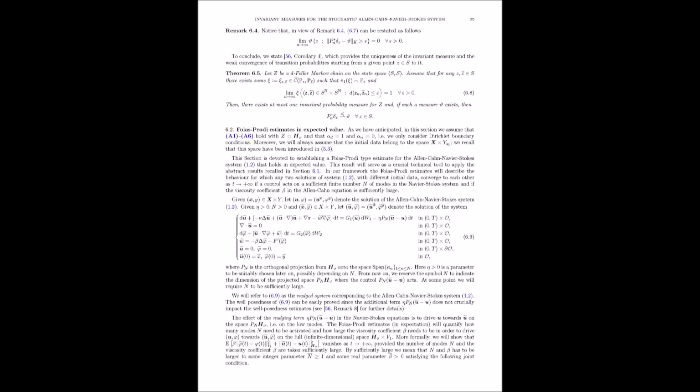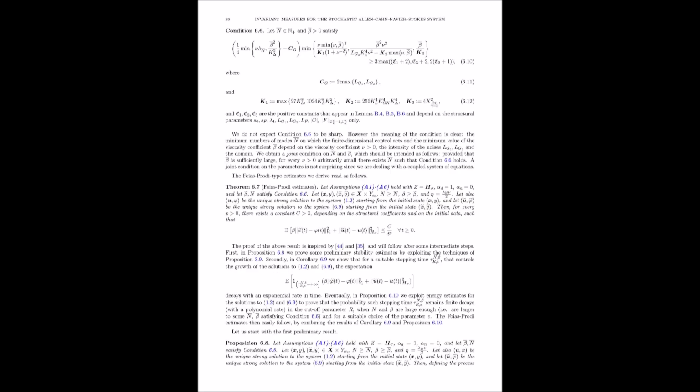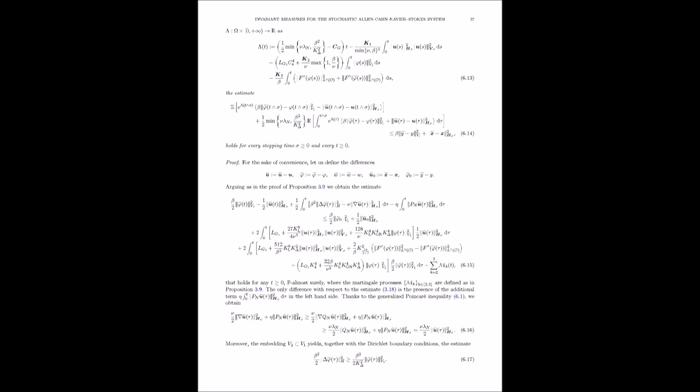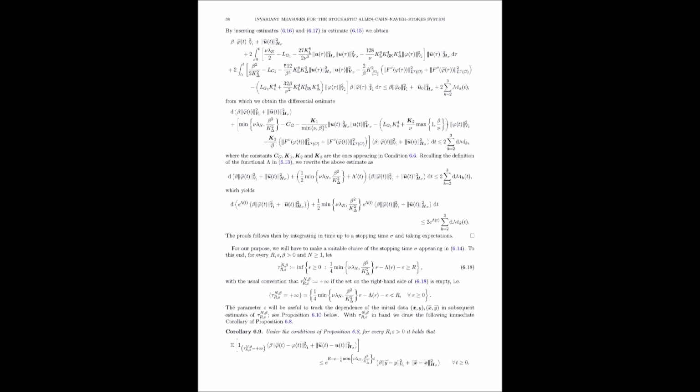But how do we know they even exist in the first place? That's a great question. And to answer that, these papers use some pretty sophisticated math, like the Krylov-Bogolyubov method, as well as the approach by Maslowski and Seidler. These are tools that allow us to prove that these invariant measures actually exist. Wow. So these methods are like guarantees that even in all this chaos, there are still some statistical patterns that will emerge over time. Exactly.